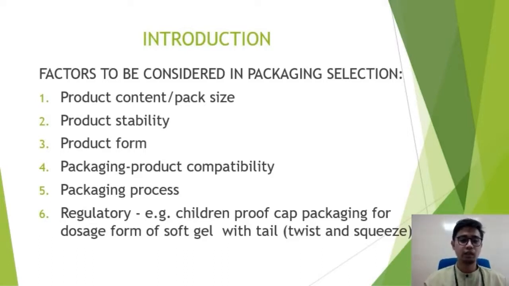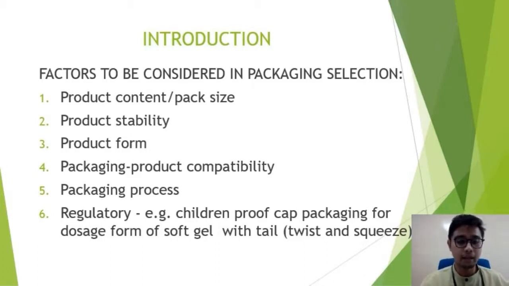The third one is the product form. The packaging should be suitable for the product form. Maybe the product is in liquid form, so the packaging has to be a bottle or a tube, for example. The fourth one is packaging-product compatibility. The material used in the packaging has to be compatible with the product. The packaging should not have any interaction with the product, chemically or physically.